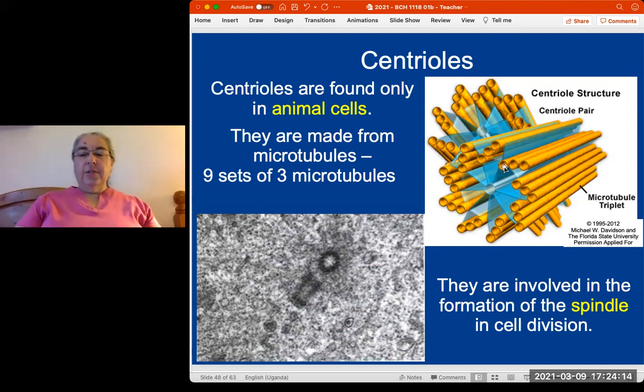The centrioles are important in allowing the spindle to form correctly during cell division. Centrioles are only found in animal cells, not in plant cells, although plant cells do manage cell division quite well, but I think they make it more efficient in animal cells.